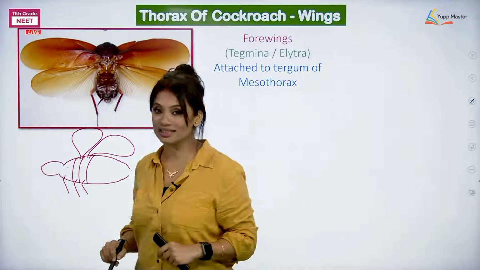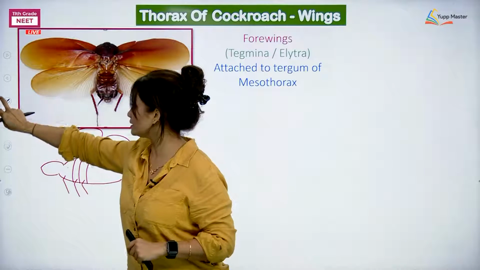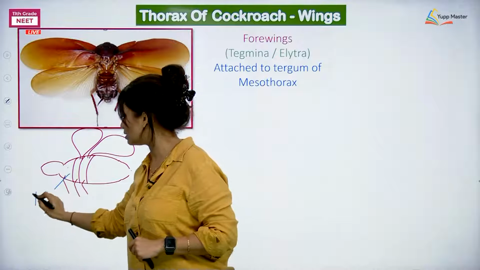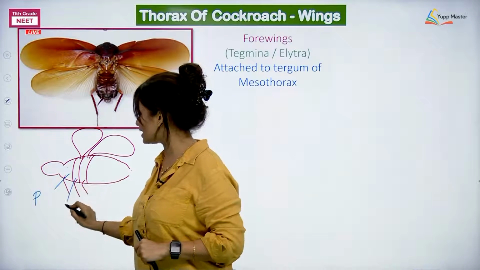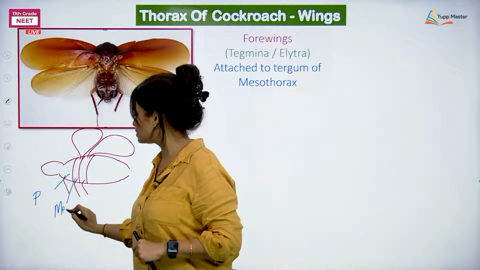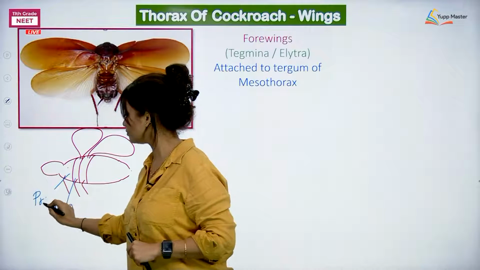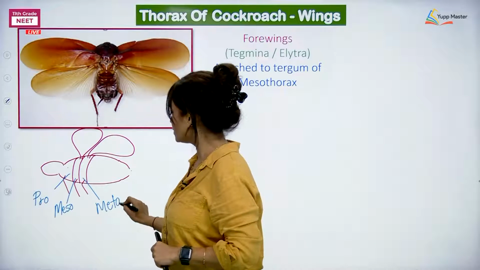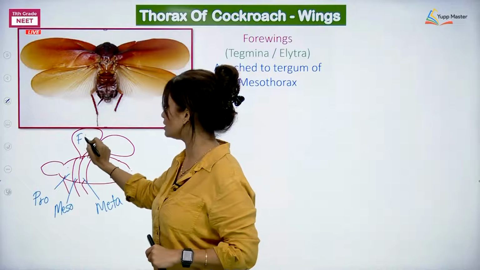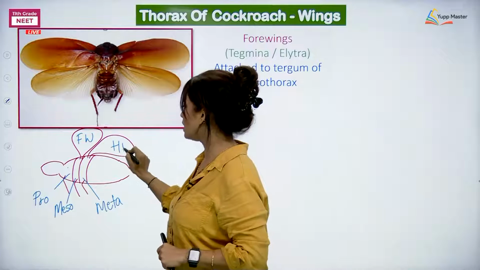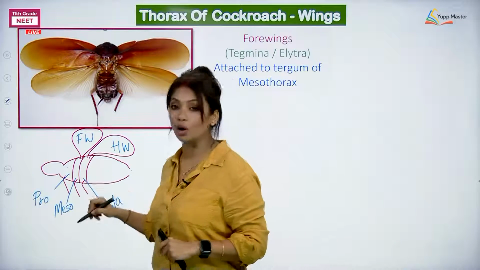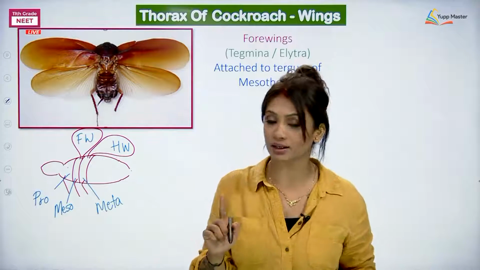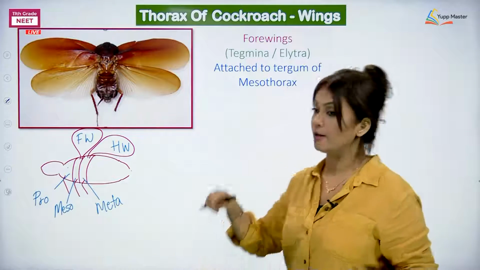So when we talk about the segments, let's see if we want to label the segments, where are they located? Then this segment here is the prothorax, this segment here is the mesothorax, and this segment here is the metathorax. Okay, these are the forewings, and these are the hind wings. Can you see how at the level of the prothorax there are no wings? Okay, so please remember this, that prothorax has no wings.